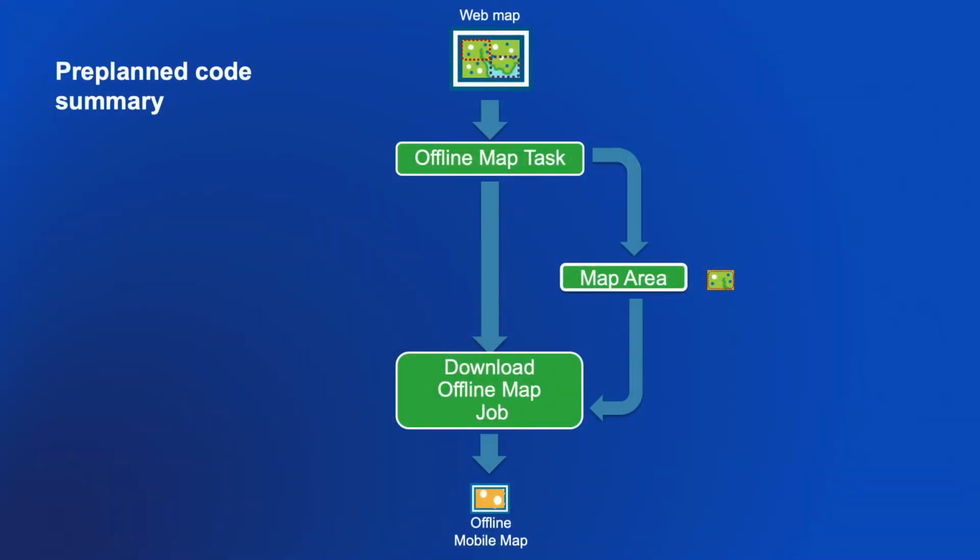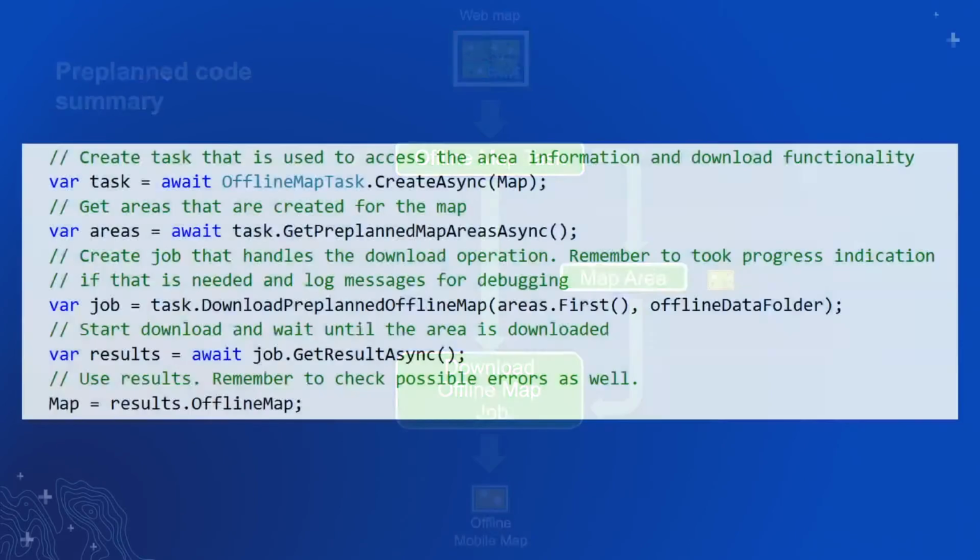So just to recap what Ramas talked about with the pre-planned map workflow, same thing, you use the offline map task that you used in the on-demand case. But this time, instead of specifying parameters, you pass in the map area you want, and you get a job that will download it for you on disk.